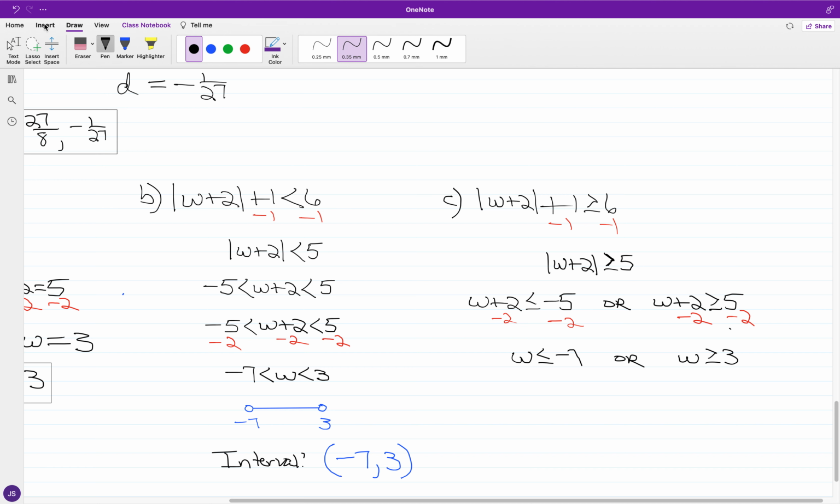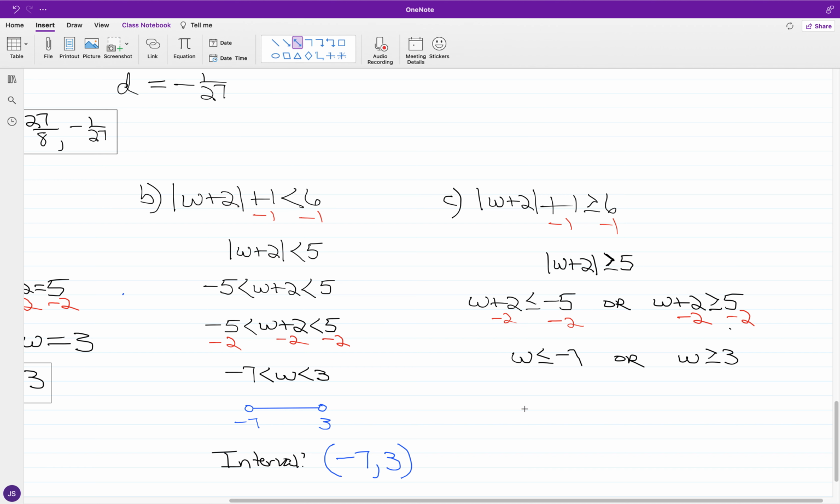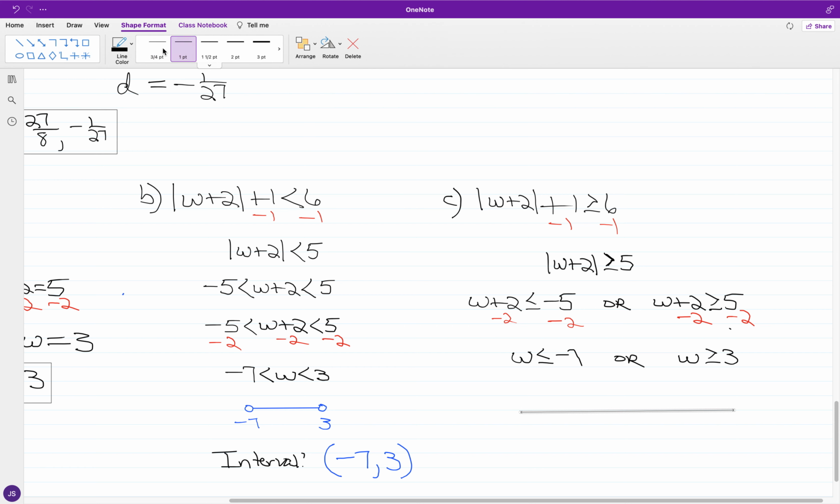And just visualizing what we have here, we have negative 7 and 3.